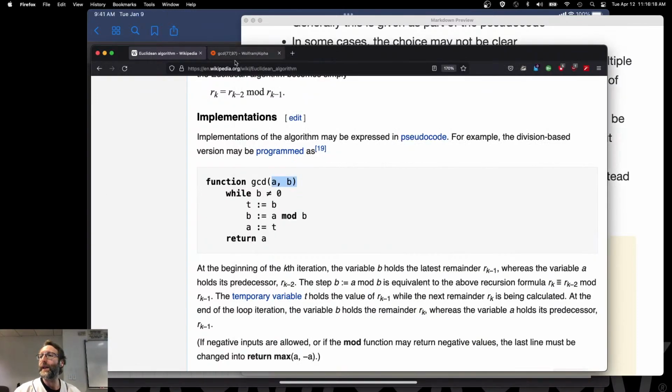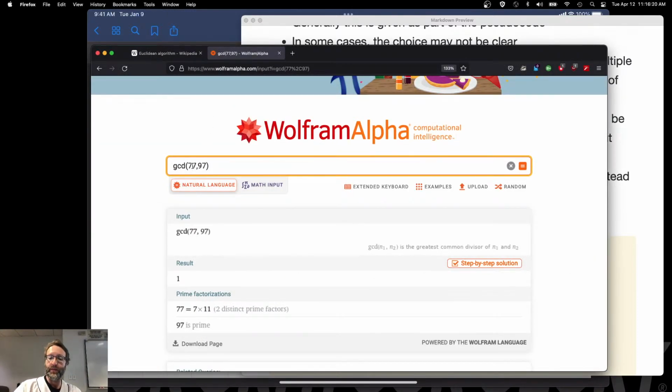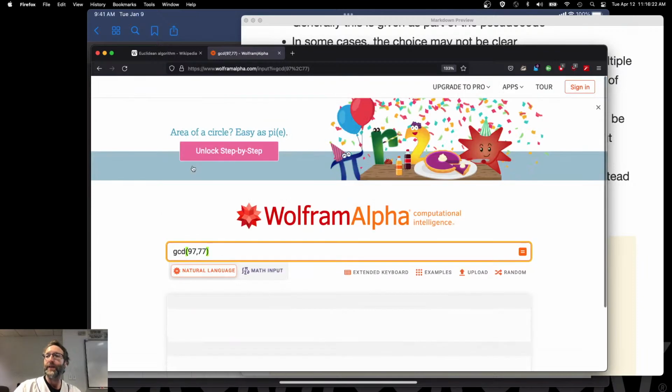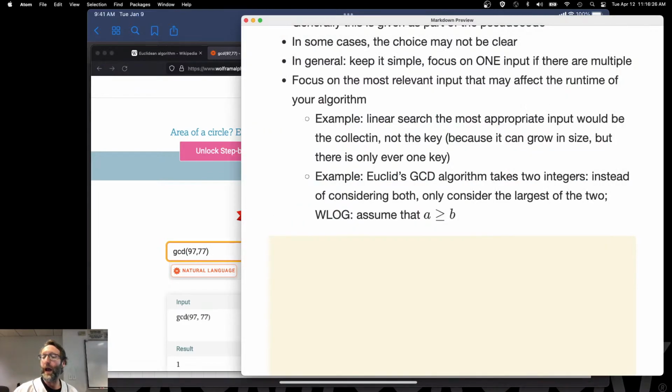The GCD of 77 and 97 is going to be the same as the GCD of 97 and 77, right? That's still going to be 1, okay? And that allows you to focus on one input, right? So if not, then swap them. So you can do little tricks like this to make sure that your analysis is a little bit simplified, okay?